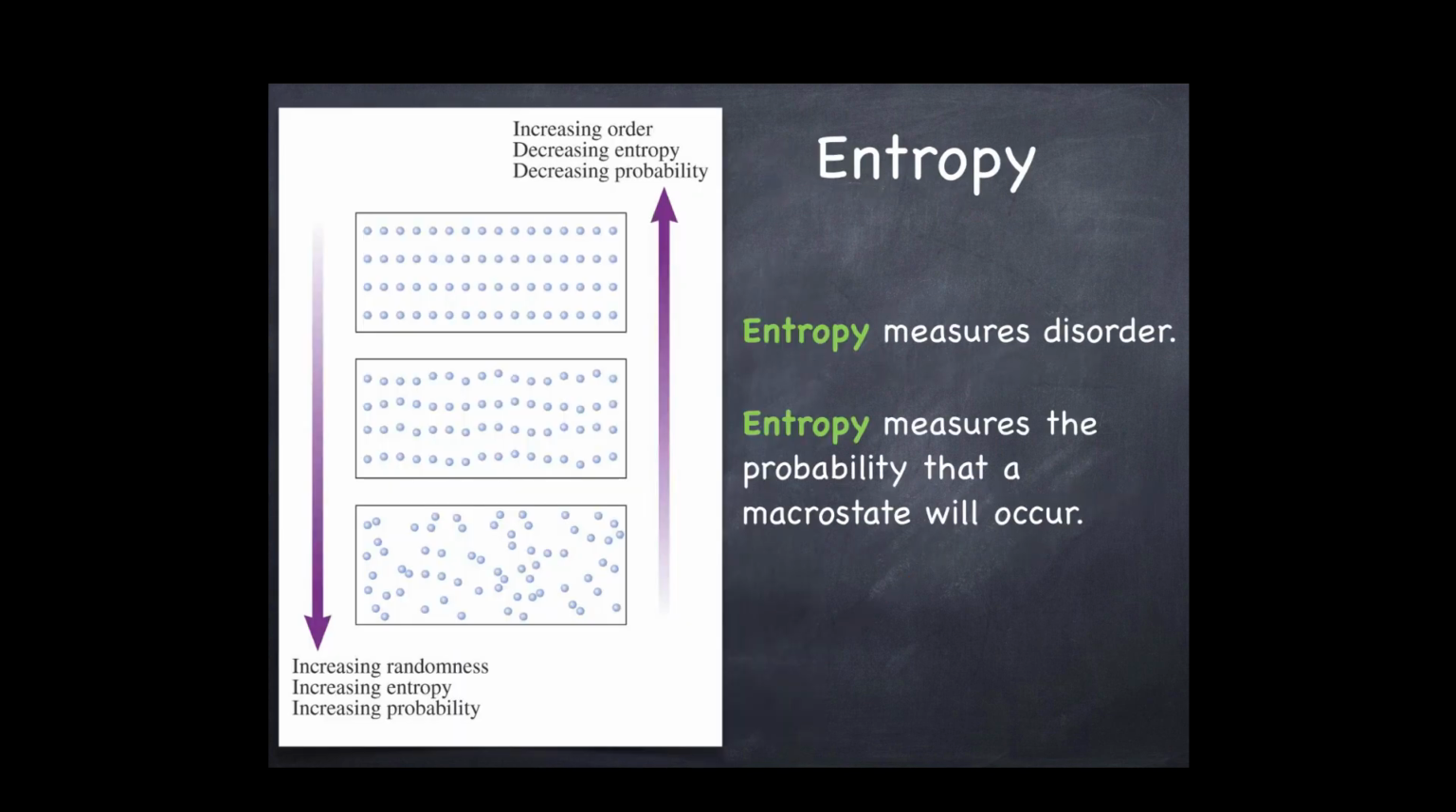So entropy measures disorder, and entropy measures the probability that a particular macro state will occur. Up here, this is increasing order, right? These things are all lined up. That means less entropy, and it's less likely that this is going to happen. Down here, this is pretty random. That means there's more entropy, and it's more likely that this is going to happen.